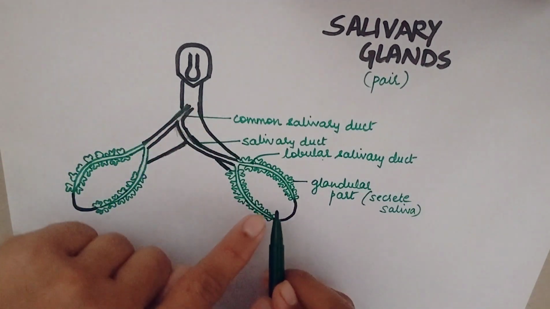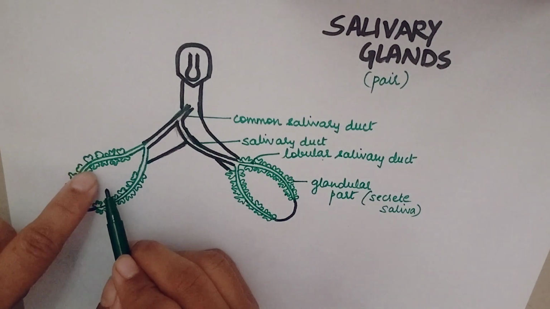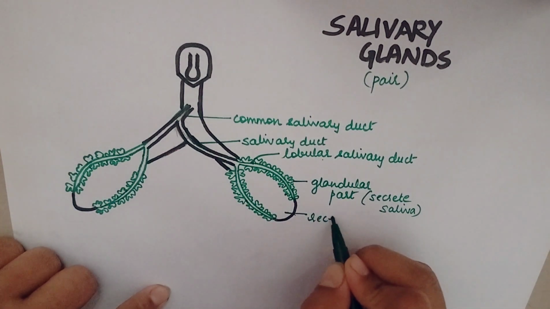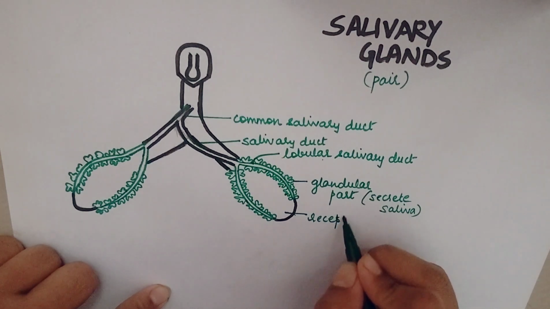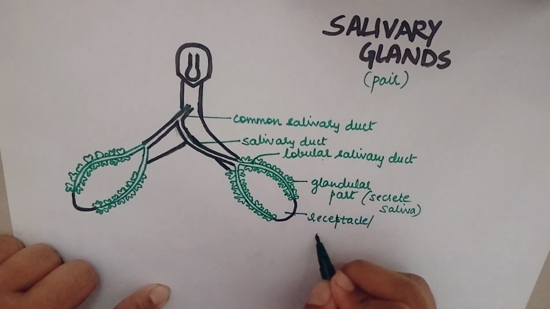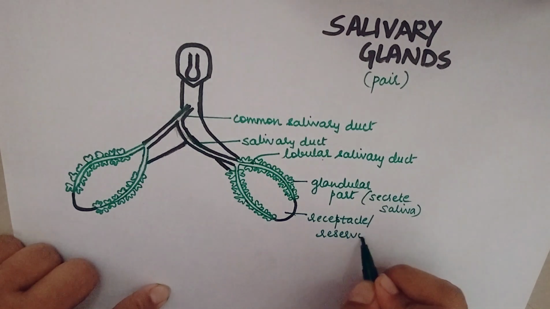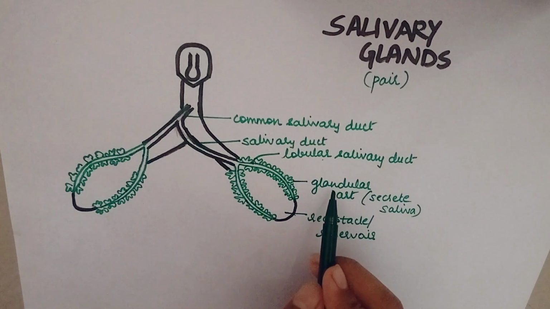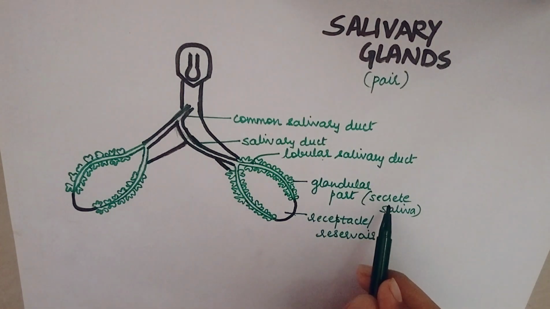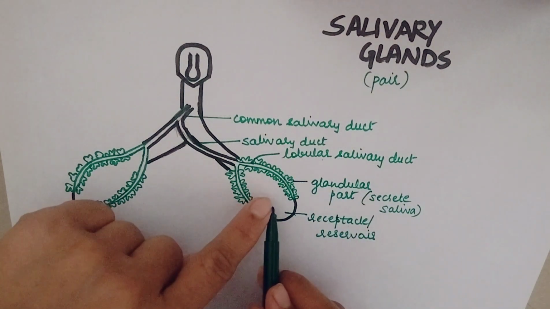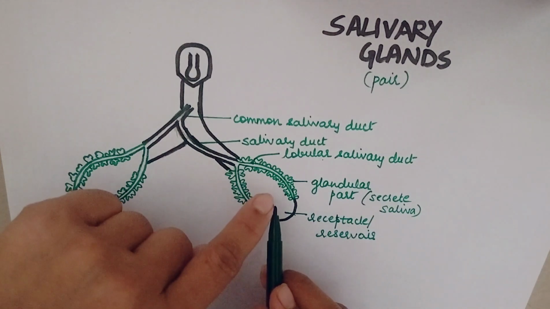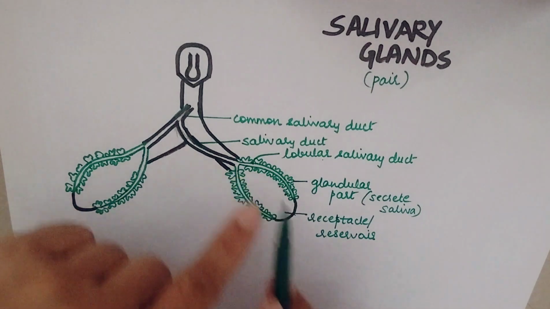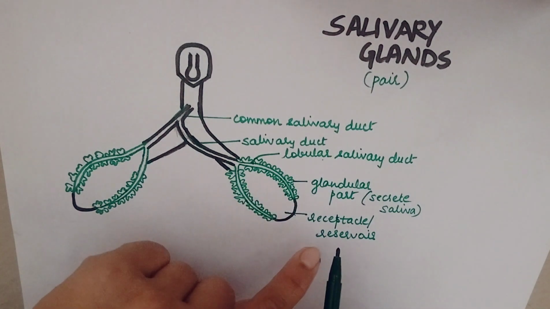Now these two egg-like structures are the receptacle or reservoir. Reservoir means it is going to store something, obviously. So the glandular part will secrete saliva, and it can be stored here in the receptacle, the reservoir part. There are two receptacles. Each salivary gland has a receptacle or a reservoir.